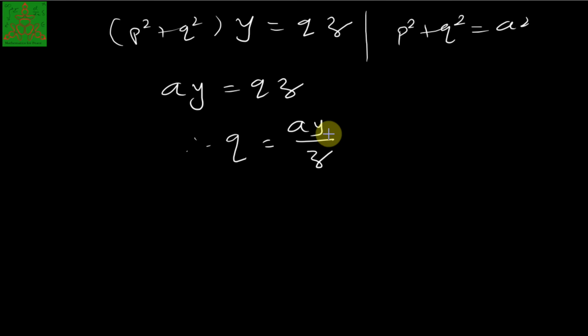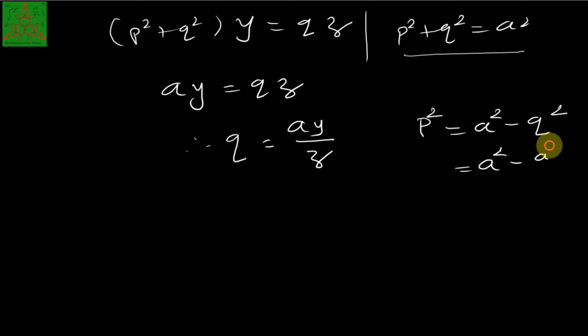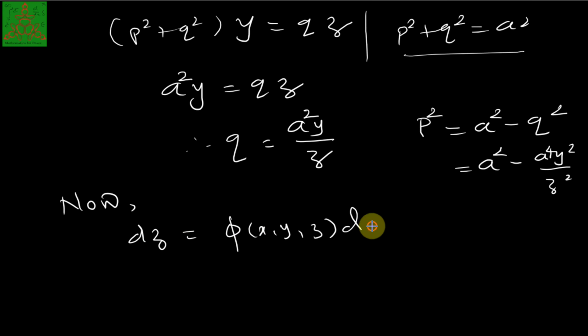If you substitute this value of q in this equation, this implies p² = a² − q², that is a² − a²y²/z². Since p² + q² is a², this will be a⁴y²/z². So now the Pfaffian equation dz = φ(x, y, z) dx + ξ(x, y, z) dy.